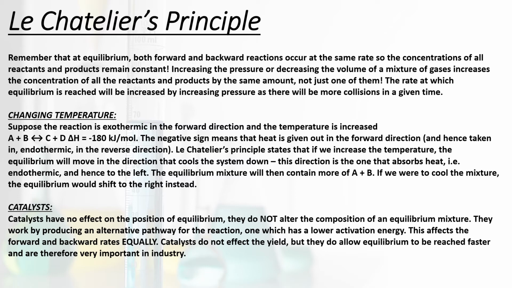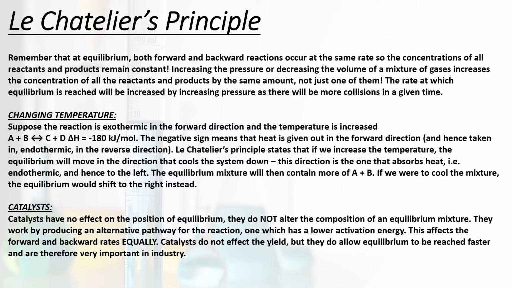If we now look at changing temperature, let's suppose we have an exothermic reaction in the forward direction. And let's say that we increase the temperature. So here's our reaction, A plus B goes to C plus D, and our enthalpy change, delta H, is negative 180 kilojoules per mole, exothermic, releasing heat. And so the negative sign, remember, means that we give out heat, and that's in the forward direction. And so in the endothermic process, this will be the reverse direction. So A plus B going to C plus D is exothermic. The reverse, D plus C going to B plus A, is endothermic.